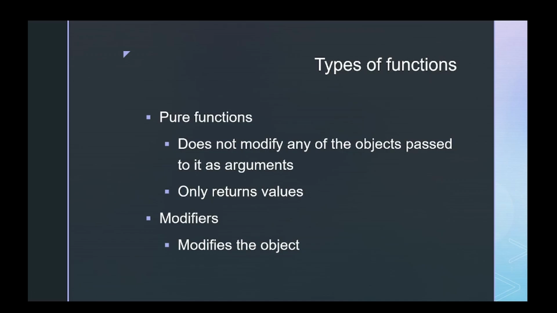I can have two different types of functions. I can either have a pure function or a modifier. When we work with classes, it's sort of like the fruitful and the void functions, but it actually indicates what we do with a class in particular. A pure function is not going to modify any object passed to its arguments. It's not going to modify it in any way, shape, or form. It only is going to return a value. A modifier is going to modify that object in some way, shape, or form.